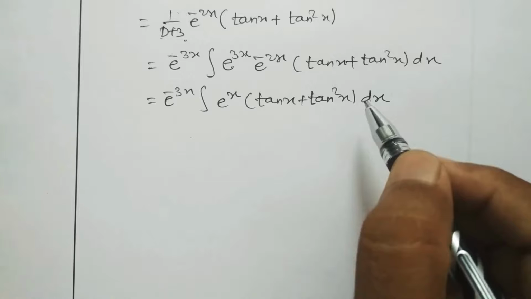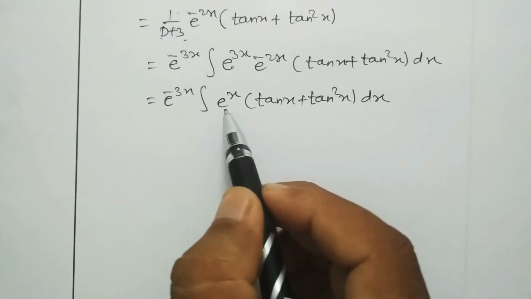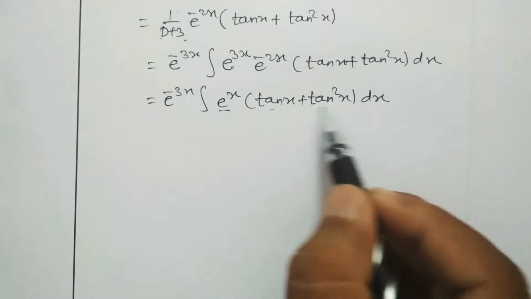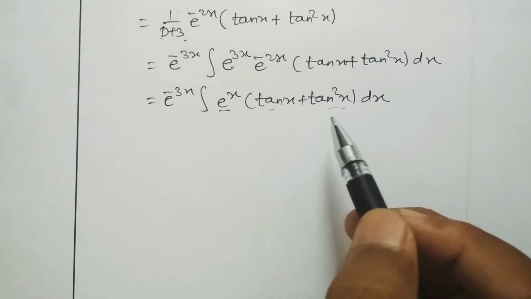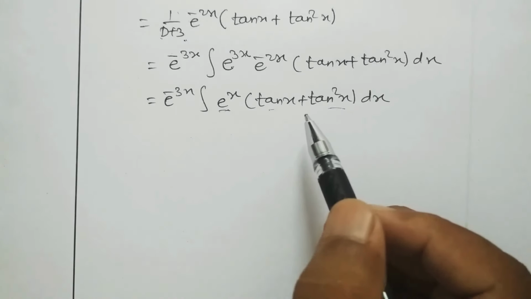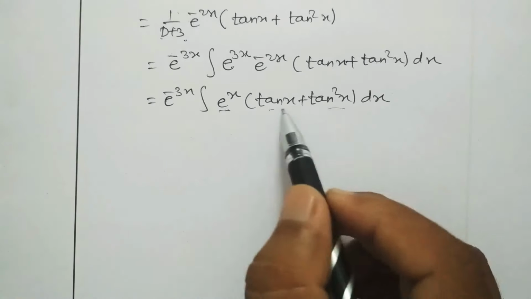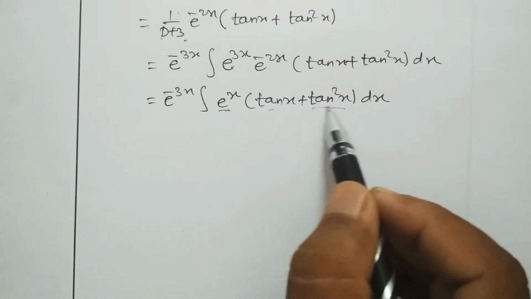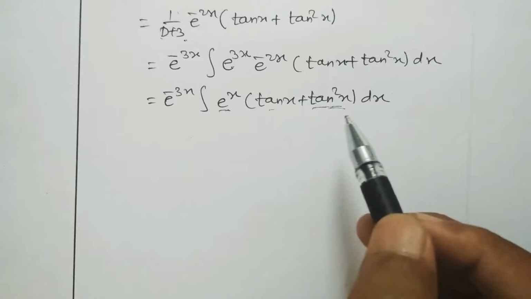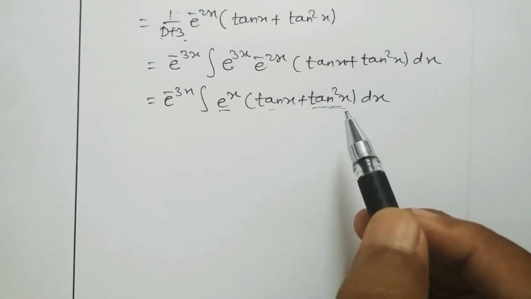Now to simplify this, here we have the integration of e raised to x term, and inside there are two terms. So we try to use the formula integration e raised to x f of x plus f dash of x. So for that we need an adjustment here. So I am going to write here tan square x as sec square x minus 1. So what will you get?